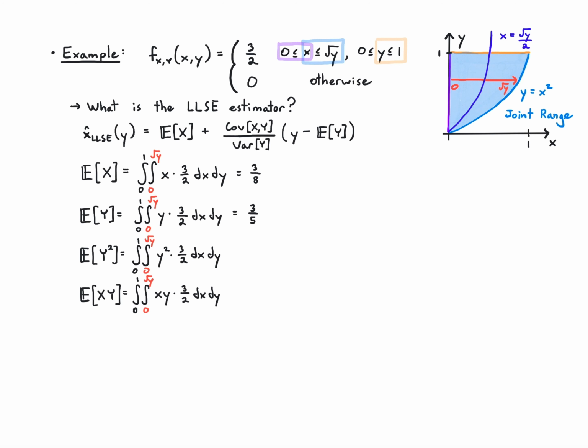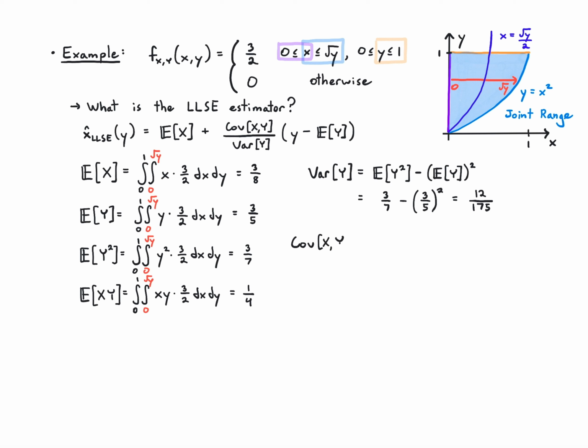I can use a computer and just work out all these values. I'm not going to show you all the steps here. So I get 3/8, 3/5, 3/7, 1/4. So the variance is going to be the second moment minus the square of the mean. So it's going to be 3/7 minus 3/5 squared. It turns out that that is 12 over 175.